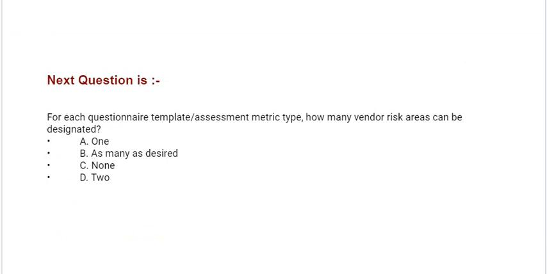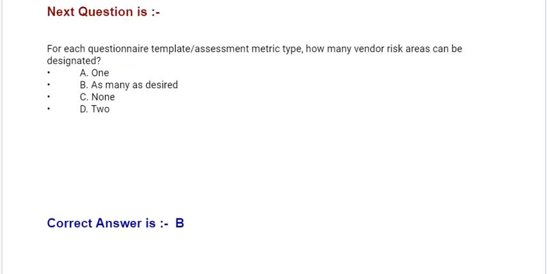Next question is, for each questionnaire template assessment metric type, how many vendor risk areas can be designated? Option A, 1. Option B, as many as desired. Option C, none. Option D, 2. Correct answer is option B.